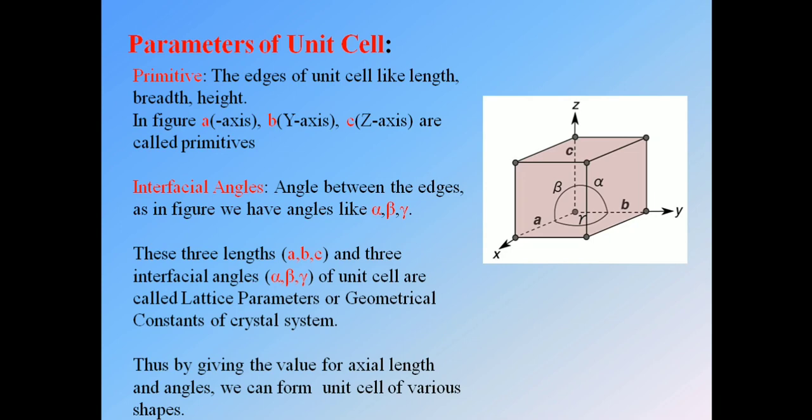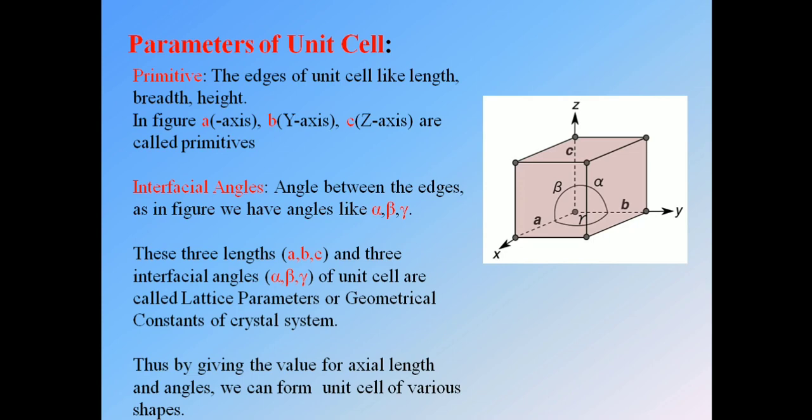Okay. Then these primitives and interfacial angles, if we combine both, then it is called as lattice parameters or geometrical constants. Here see, these three edges A, B, C, and three interfacial angles alpha, beta, and gamma of unit cells are combinedly called as lattice parameters or geometrical constants. So as I said earlier, by giving the value of axial length, that is A, B, C, and the angles, I can draw any form of unit cell.